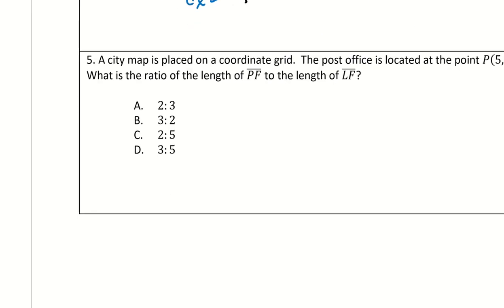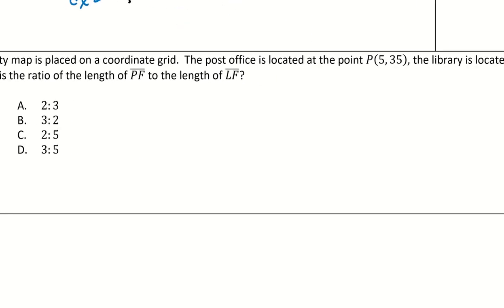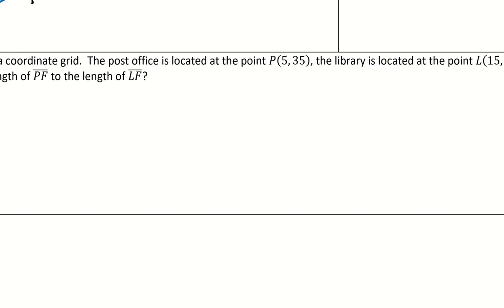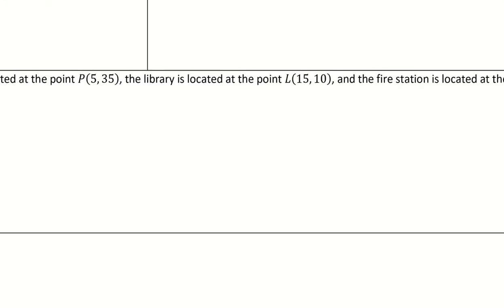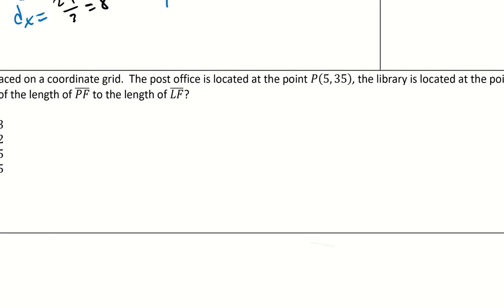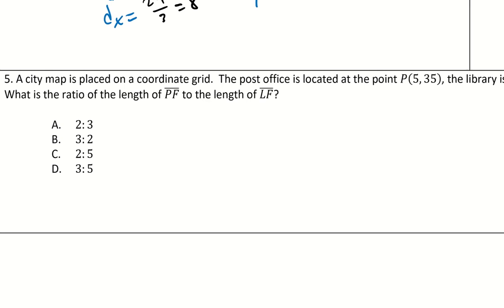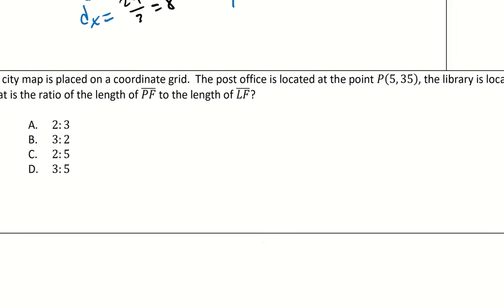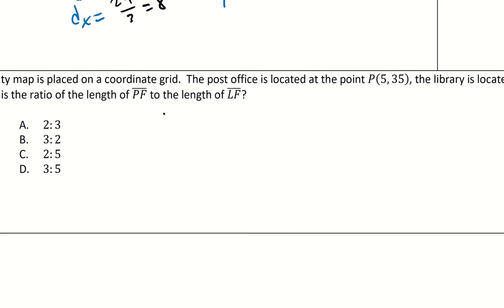All right, a city map is placed on a coordinate grid. The post office is located at the point P(5, 35), the library is located at the point L, and the fire station is located at F. What is the ratio of the length of PF to the length of LF? Okay, so we're just gonna draw this out.